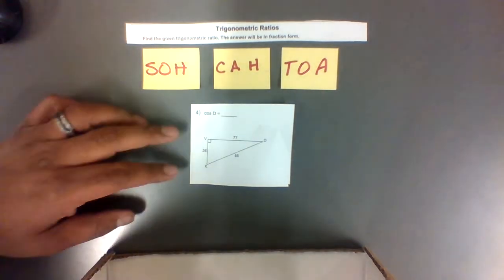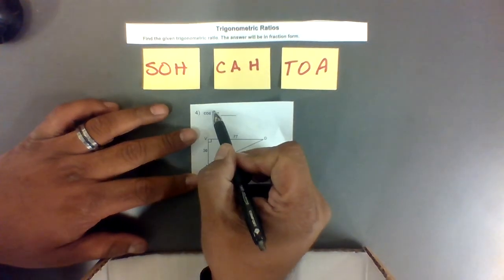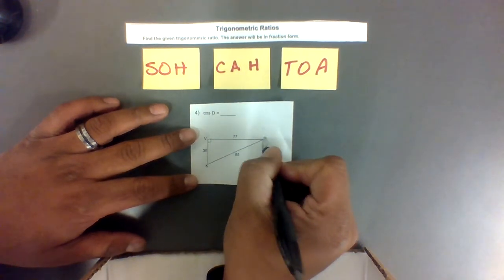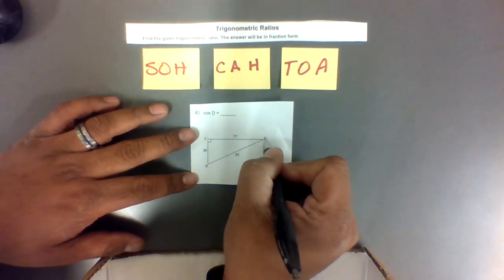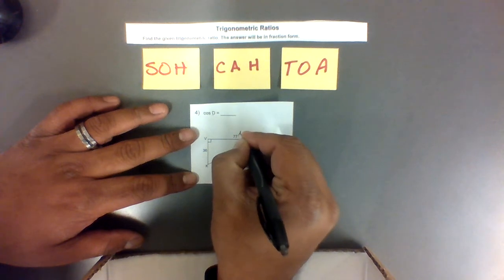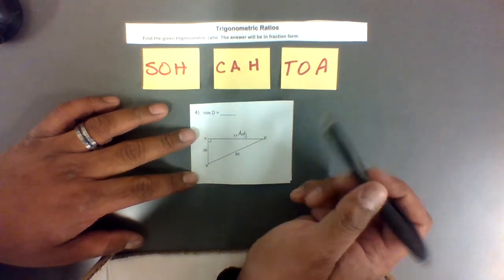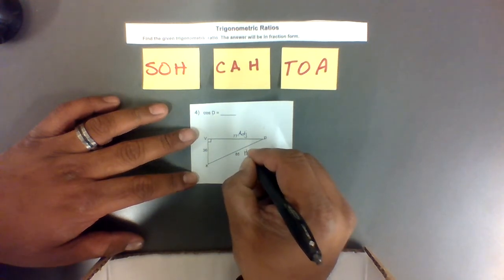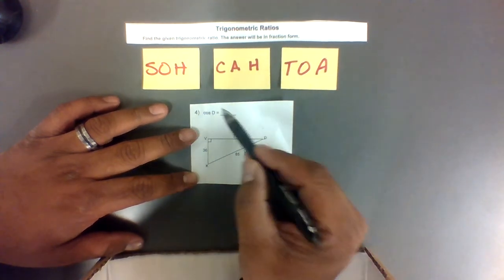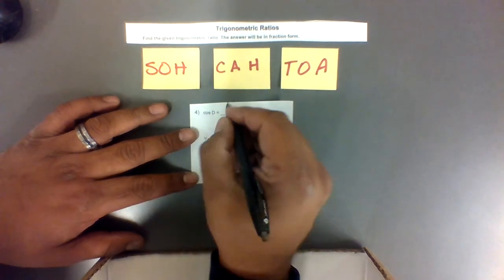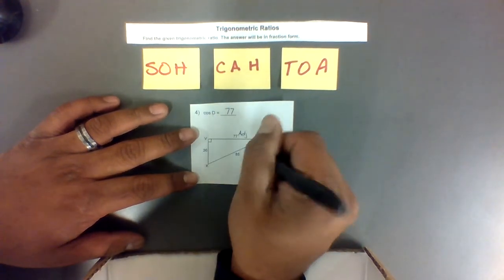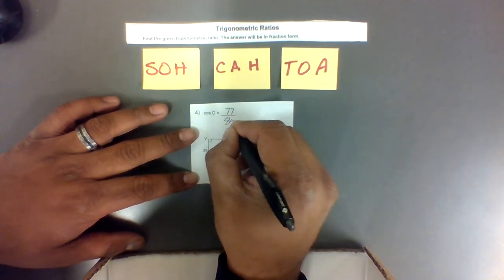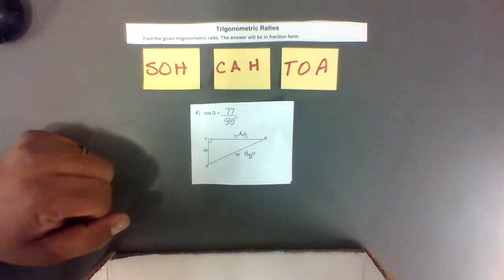First things first, we label what we're looking for. So here's angle D. What side is adjacent to angle D? This is the adjacent. What side is the hypotenuse? The hypotenuse never changes. It's the longest side. Now we just plug it in. The cosine of D is going to be the adjacent, 77, divided by the hypotenuse, which is 85.